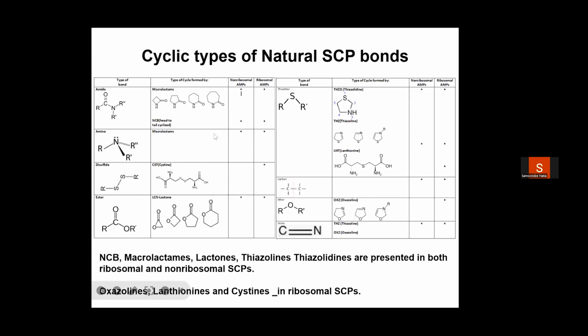As we see here, here are cycle types of short cyclic peptides, and some of the cycles are common for non-ribosomal and ribosomal peptides, like macrolactams, head-to-tail cyclization, also lactones, thiazolidines and thiazolines, and there are some cycles which we meet only in ribosomal peptides, like cysteines, lanthionines, and oxazolines.